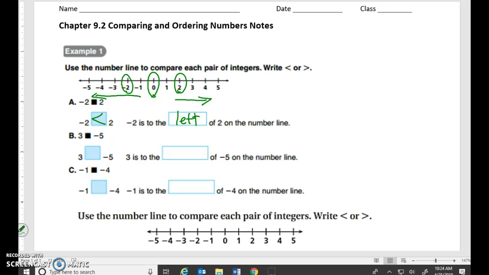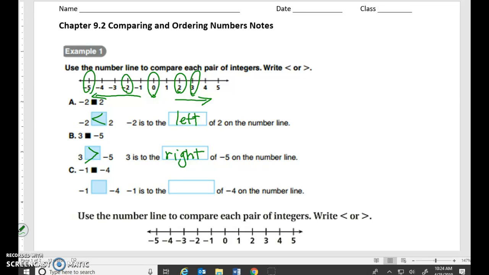Now circle 3 and -5. 3 is to the right of -5 on the number line. So 3 is greater than -5. And just so you know, when you have a positive number and a negative number, the positive number always wins. It's always going to be bigger.